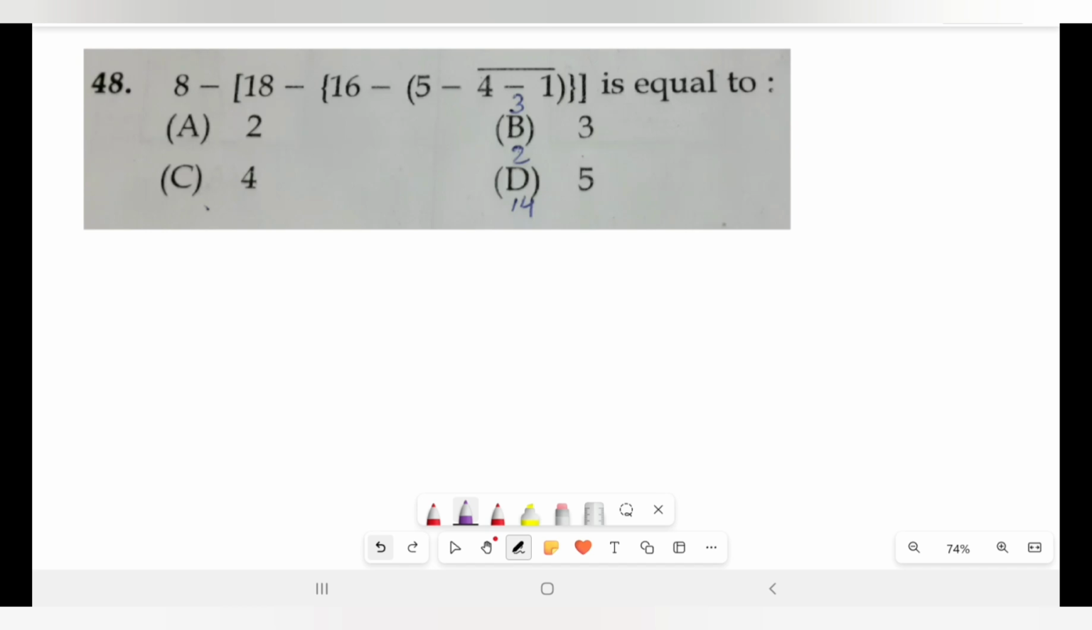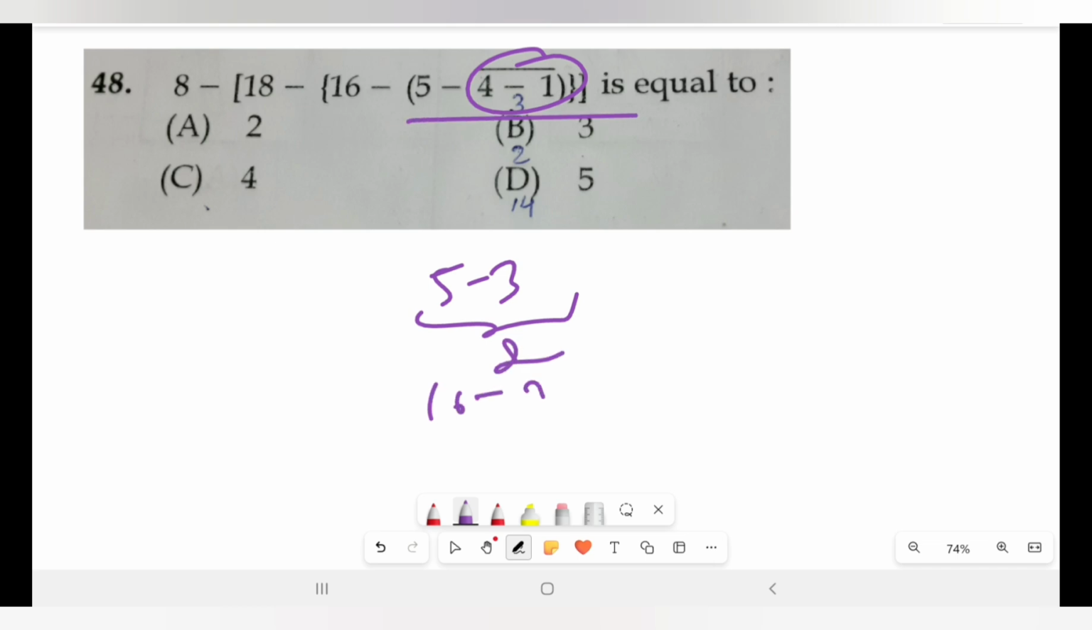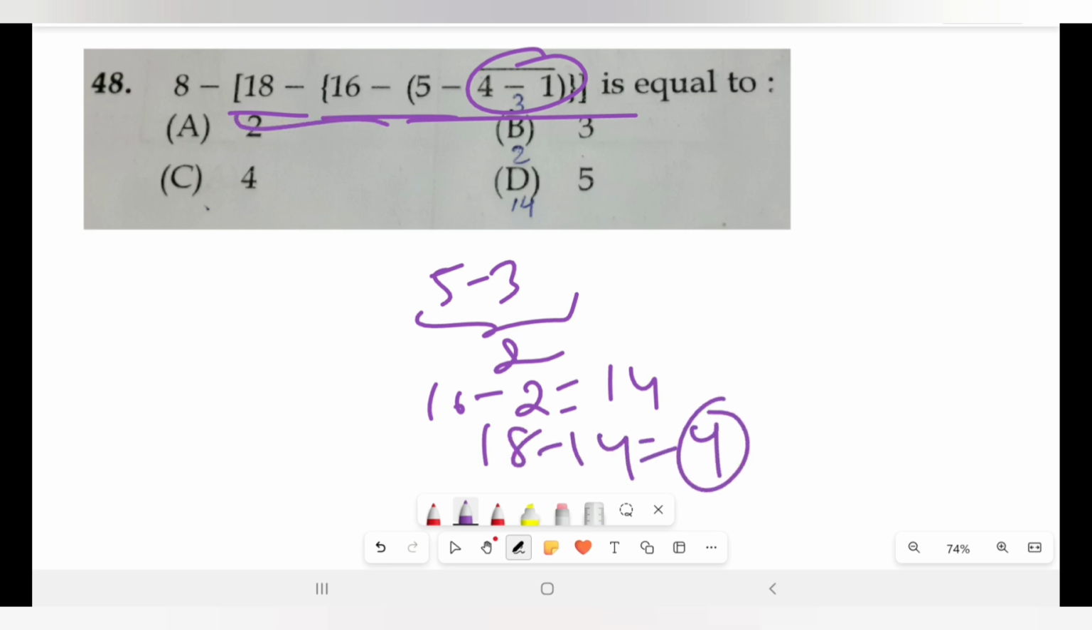Here in this question, you can use the BODMAS rule to simplify, but this is very simple because everywhere you can see the subtraction. So here this bar part is 3. Then 5 minus 3 is equal to 2. So this part is 2, and further again 16 minus 2 is equal to how much? 14. So this complete part is 14. So here again 18 minus 14. 18 minus 14 is equal to 4. So this complete part is 4. So 8 minus 4, this part 8 minus 4 is 4, right? So 4 is the right answer, C.